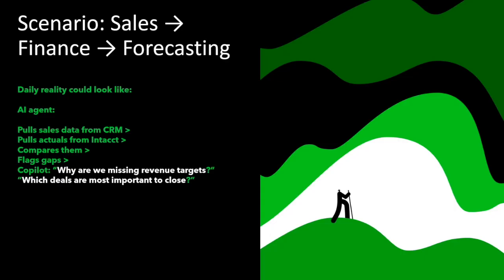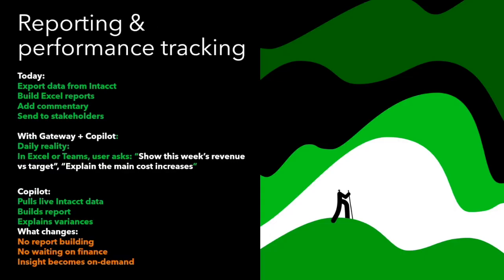A massive one again is reporting and performance tracking. So today, what does it look like? Finance teams have to export the data from Intacct, build up Excel reports if they wanted to do that within there. You could add on some notes, any type of commentary, and then send that out manually. Then with Copilot, what it's going to look like in the new age is Copilot's going to do a lot of this stuff for us.